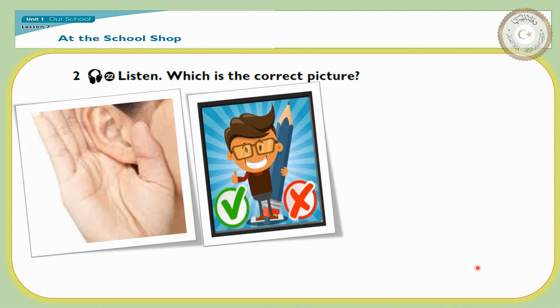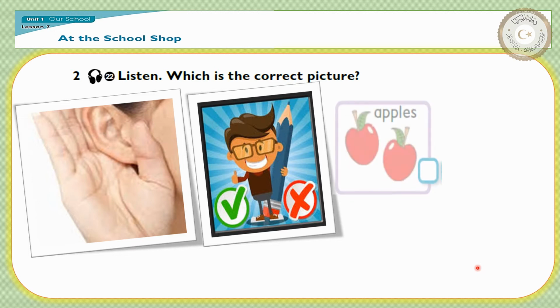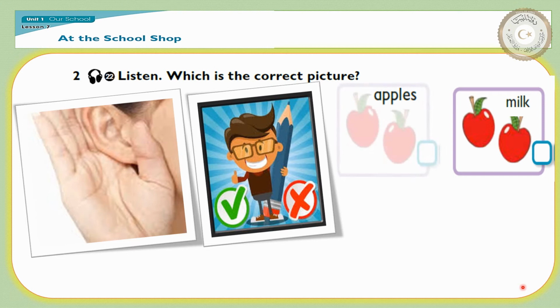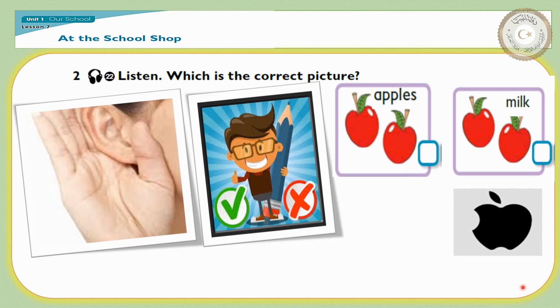Okay, let us check. Look at these two pictures. What do we have? Which is the correct picture? This one or this one? Which one is correct? This one, because here we have apples, but here we have milk. So this picture is correct. Excellent. This picture is correct. Can we have another picture now? Okay.